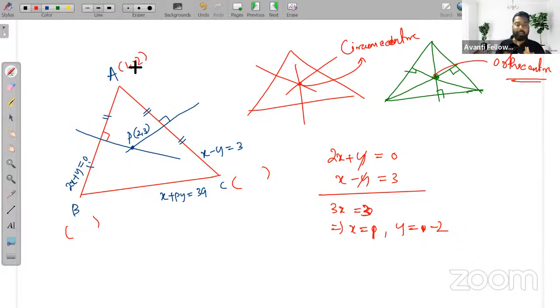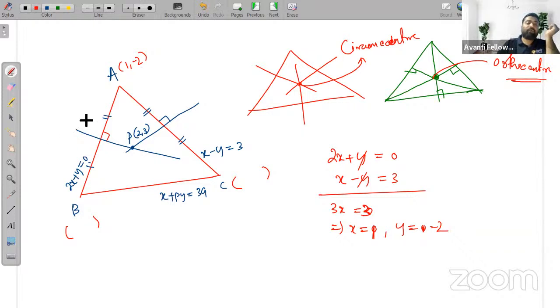Now we need to find the coordinates of B and C. So how can you find this? It's actually a lengthy question. It's not lengthy actually, but if we solve it step by step, it will take time. We don't have much time, so I'm just giving you hints on how you will solve it.